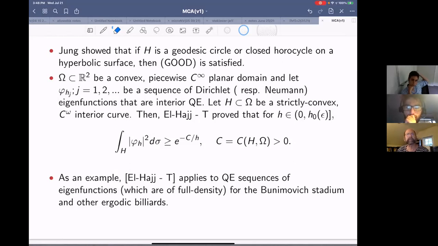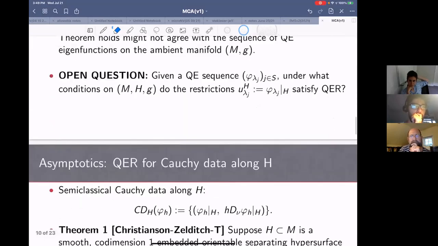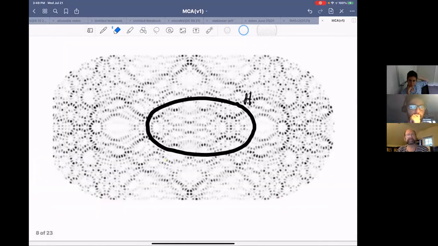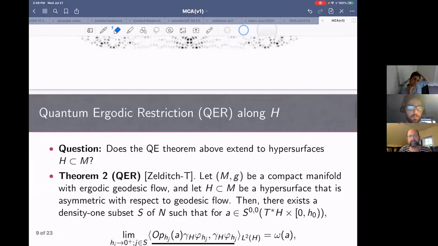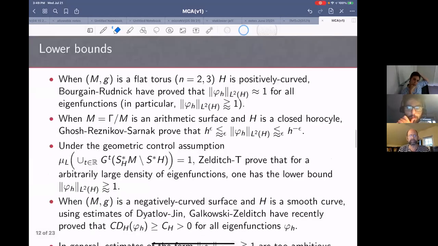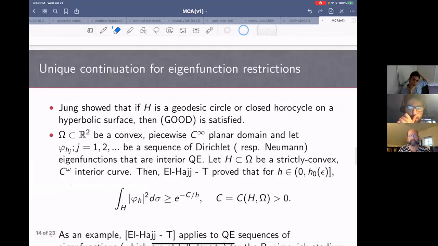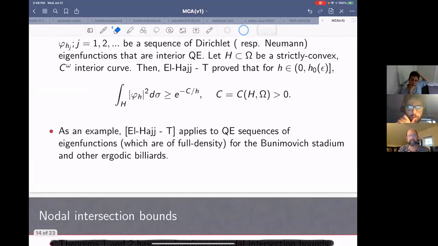About 10 years ago or so with El-Hajj, I showed that if you have a sequence of Dirichlet-Neumann eigenfunctions that are interior QE, and if I take any strictly convex analytic interior curve, then I also have goodness estimates. So for example, if you go back to this picture here, what our theorem with El-Hajj says is: if you take a QE eigenfunction, something like in the picture, and you restrict it to H, the L2 restrictions are exponentially bounded from below. And I cannot prove anything better than that. As an example, our results apply to things like the Bunimovich stadium and other ergodic billiards.